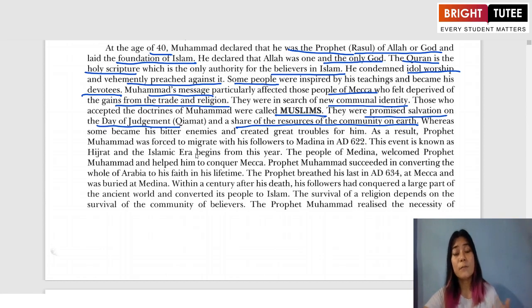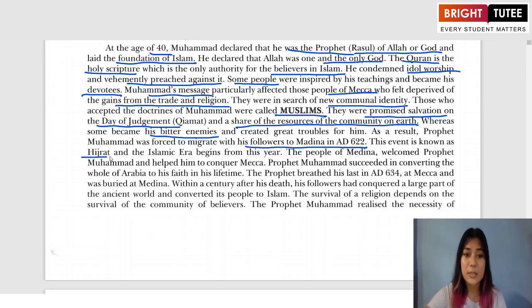But as some people followed and were inspired by Prophet Muhammad, there were other people who did not like his teachings, who did not like his messages. So they became bitter enemies and created troubles for Prophet Muhammad. As a result, he was forced to migrate with his followers from Mecca to Medina in 622 AD. Now, this event of movement of the Muslims along with their leader Muhammad from Mecca to Medina is called the Hijrat. And the Islamic era begins from this year, the year of the migration.